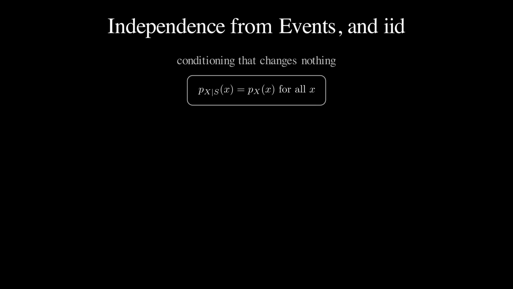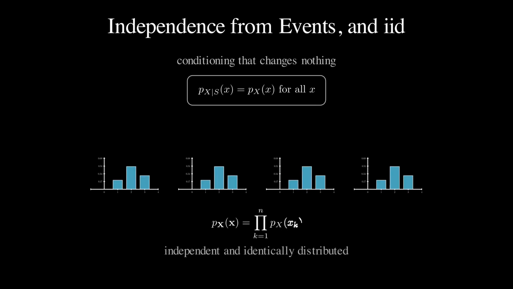2 small pieces complete the picture. A random variable can be independent of an event. Conditioning on S then changes nothing. The sliced PMF equals the marginal, every bar untouched. And the workhorse configuration of all of probability: draws that are independent and identically distributed, IID. 1 PMF, copied across n draws, with the joint factoring into n identical terms. Every sample, every repeated experiment, every data set we model from here on starts with those 3 letters.